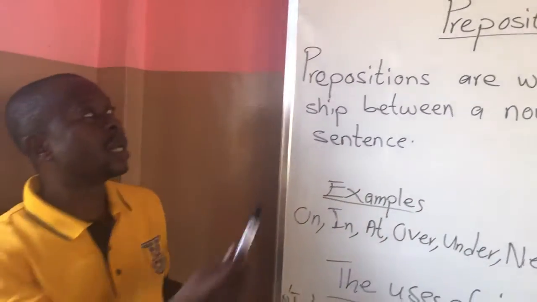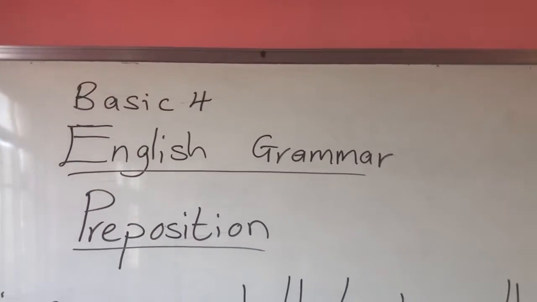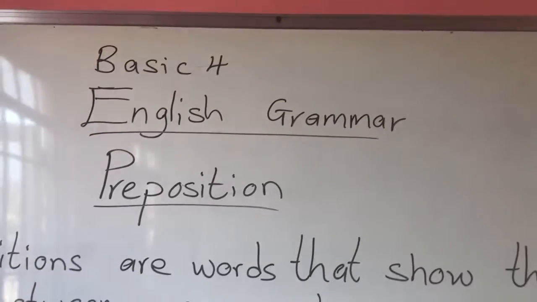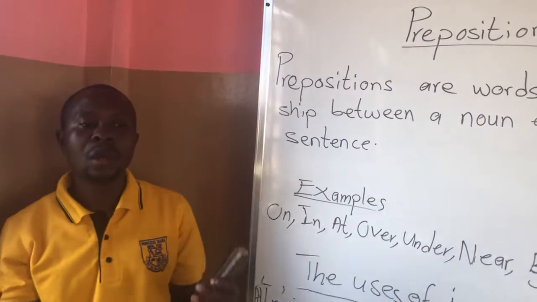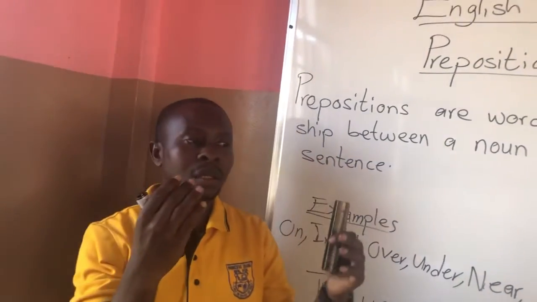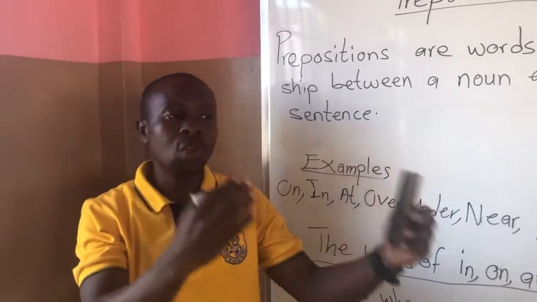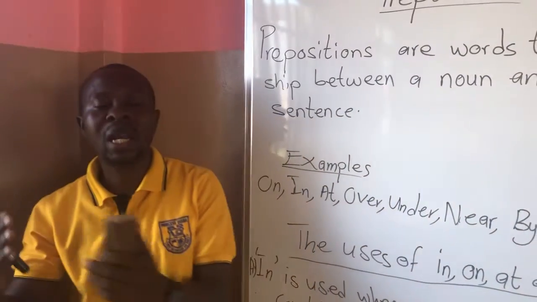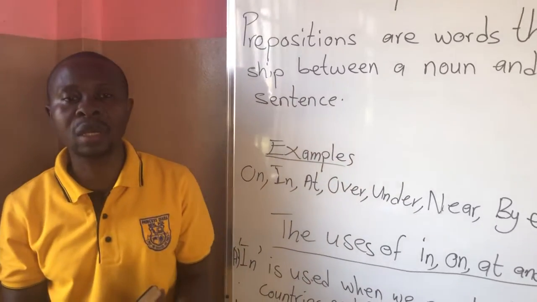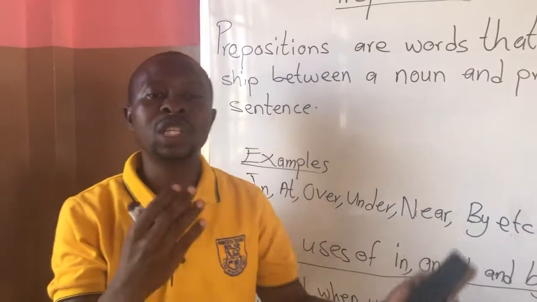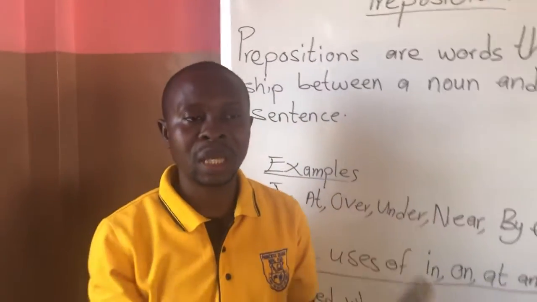Today we have English grammar. We'll be talking about prepositions. When we talk about prepositions, we mean words that show the relationship between a noun and what? A pronoun in the same sentence. A word that shows the relationship between a noun and pronoun in the same sentence.